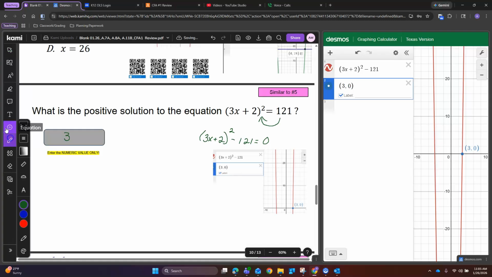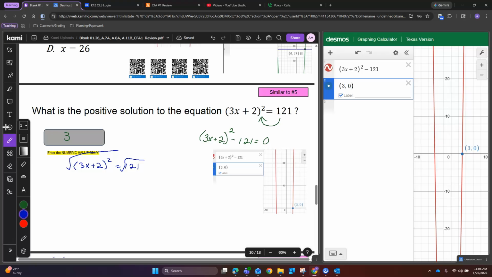If you're the ambitious type and you'd like to do it by hand, of course, you can do that. So we have 3x plus 2 quantity squared is equal to 121. I'm going to undo my exponents first. I need to get rid of it.